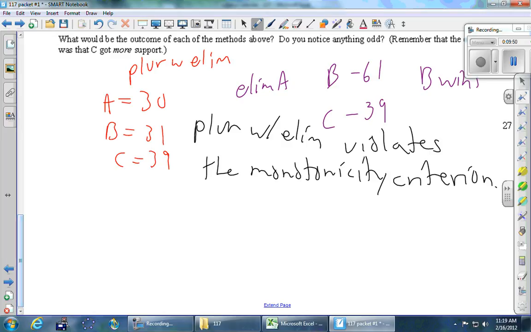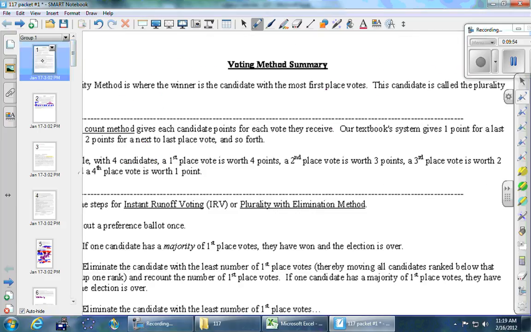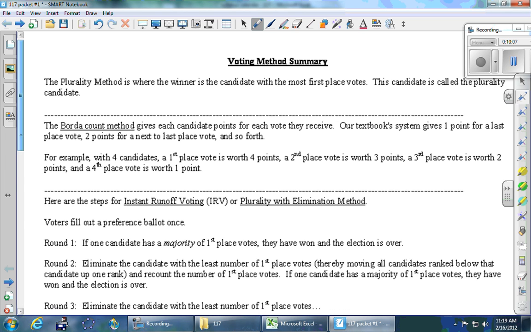And so I just want to point out that on the very first page of this big document is a voting method summary, which kind of lays out both of these tracks on one piece of paper. So just something for you to know, if you ever need a reference, a place to go where you'll find all the different tracks, it's here.